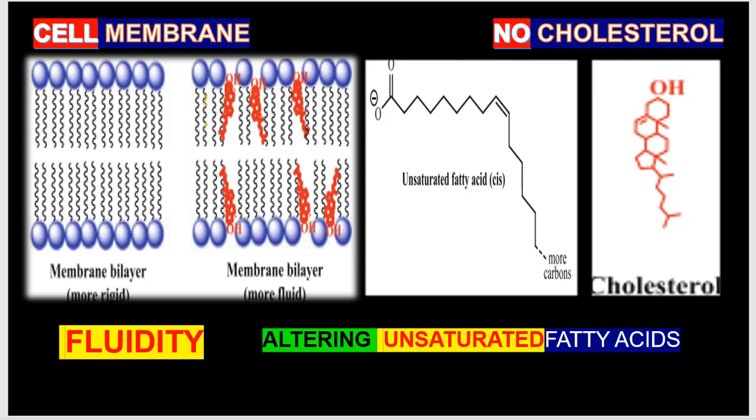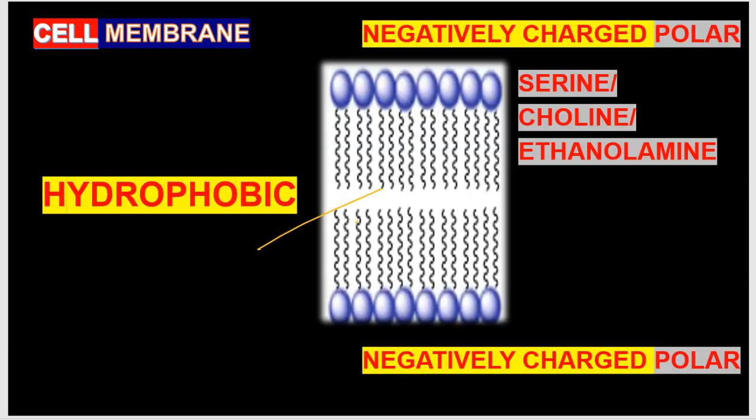There is cholesterol in mammals, but there is no cholesterol in the bacterial cell membrane like in humans, and in fungi ergosterols are present. So fungi have sterols, but in bacteria this is not present. Bacteria have to adjust fluidity by altering the unsaturated fatty acid level. The fatty acid containing area is hydrophobic, while the phosphate containing areas, outside and inside, are hydrophilic.